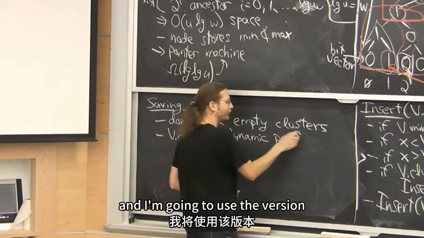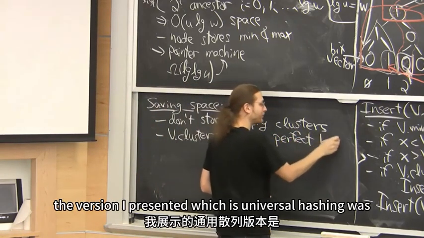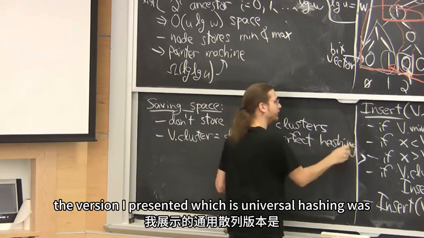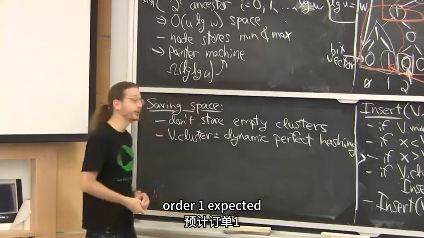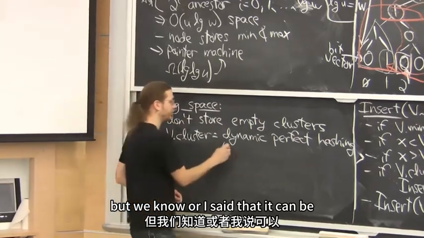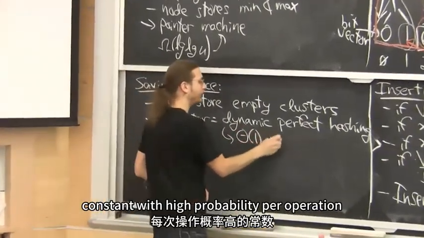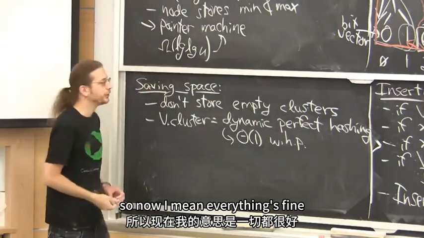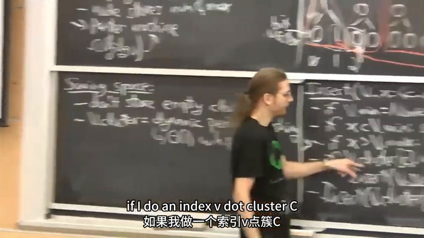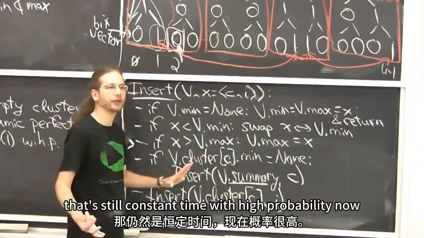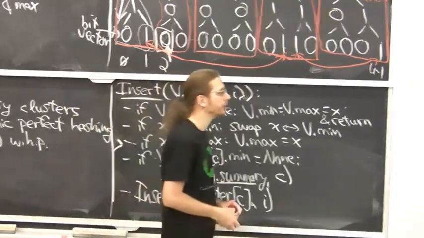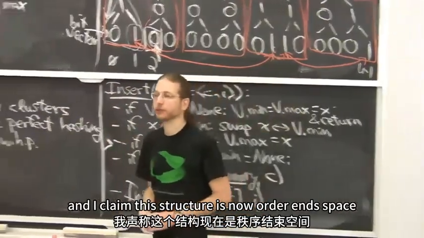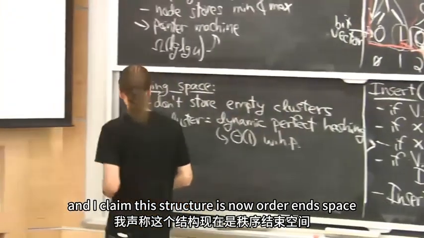And I'm going to use the version which I did not present. The version I presented, which is universal hashing, was order 1 expected, but I said that it can be constant with high probability per operation. It's a little bit stronger. So now everything's fine. If I do an index v.cluster[c], that's still constant time with high probability. And I claim this structure is now order n space.